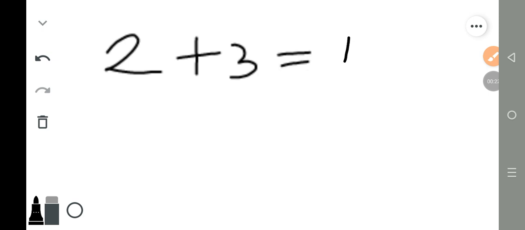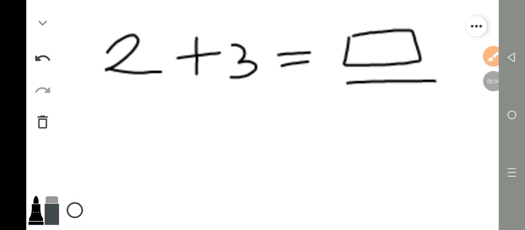In a missing box problem, what they will usually give you is, okay, let's use this, 2 plus 3 equals a box, or sometimes an underline, and then they will tell you to find the answer. This is what they will give you with normal arithmetic, right?